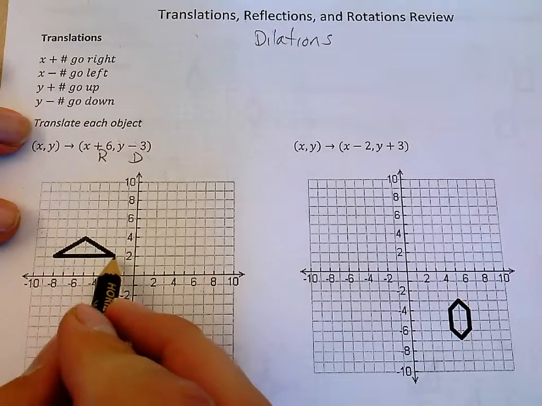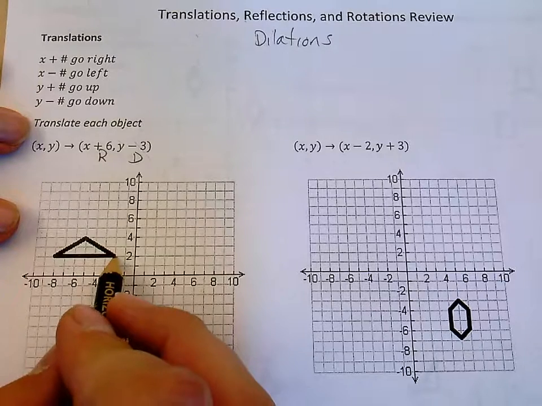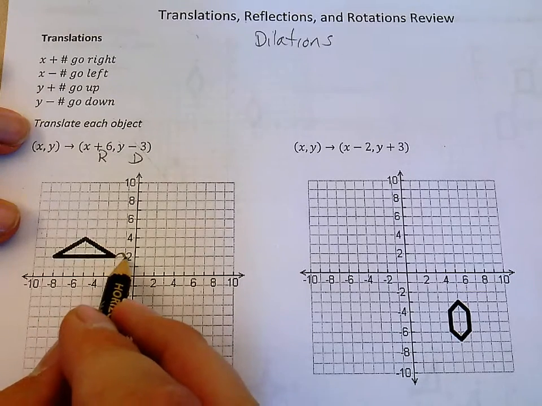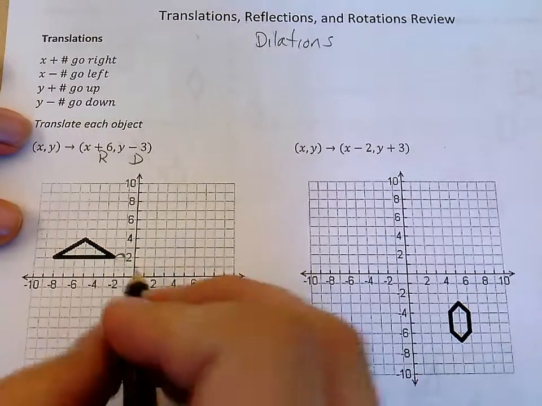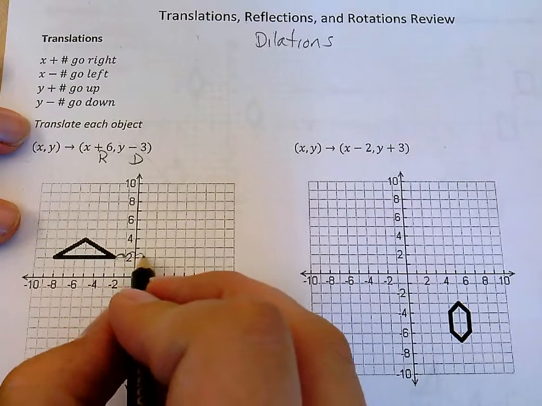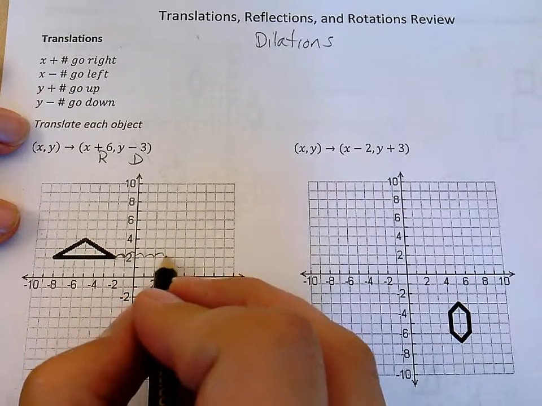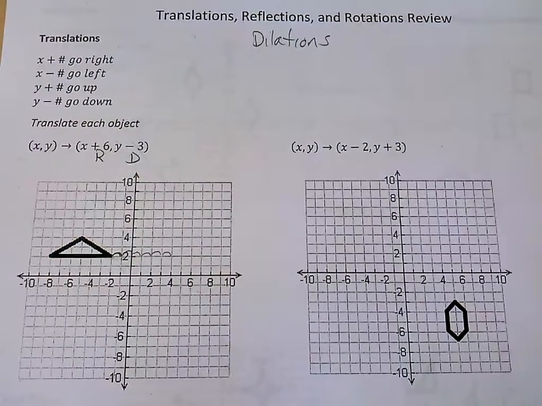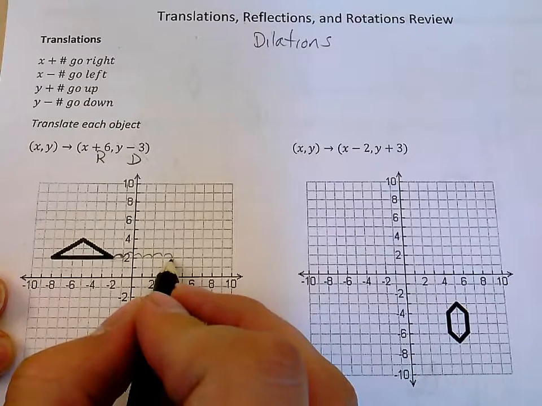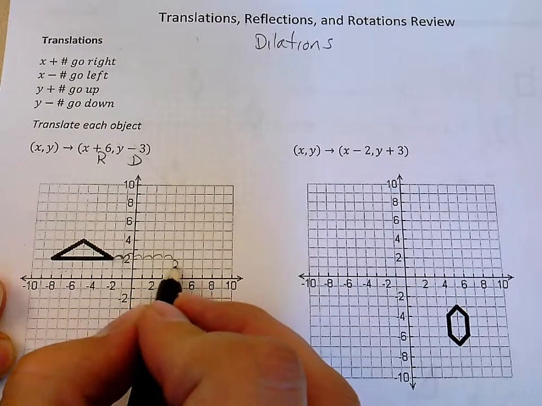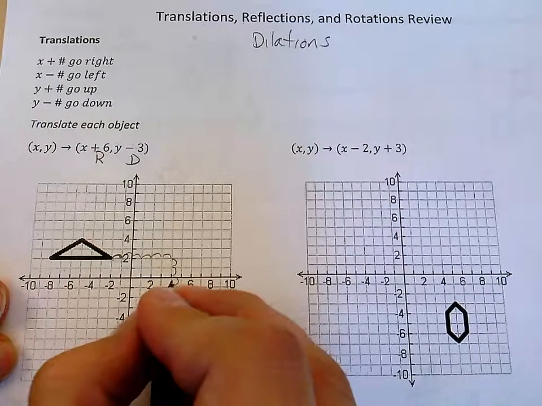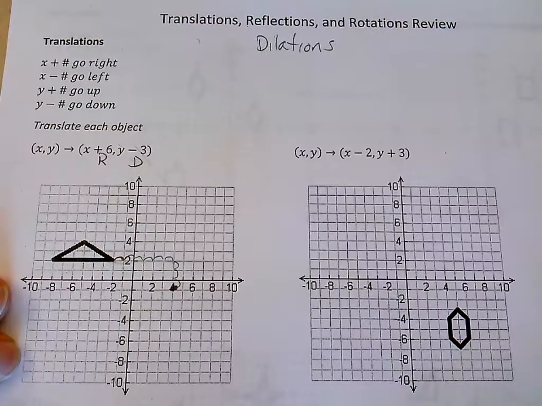If I start right here with this object, you start counting. Ready? I'm going to count to the right. Each one of these little boxes is 1, so that's 1, 2, 3, 4, 5, 6. So I moved this point 6 to the right. Now I need to move it 3 points down. I'm going to stay right here, not make a marking, but count 1, 2, 3, and then put a little dot right there.